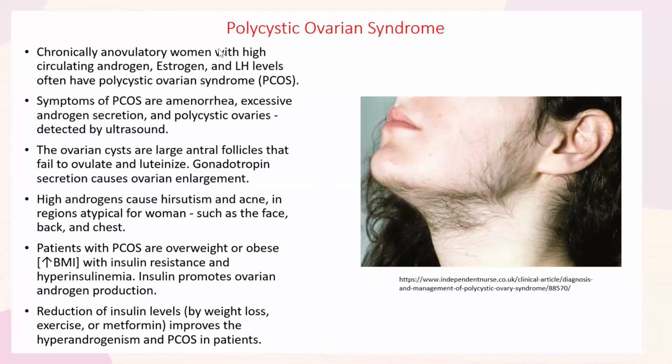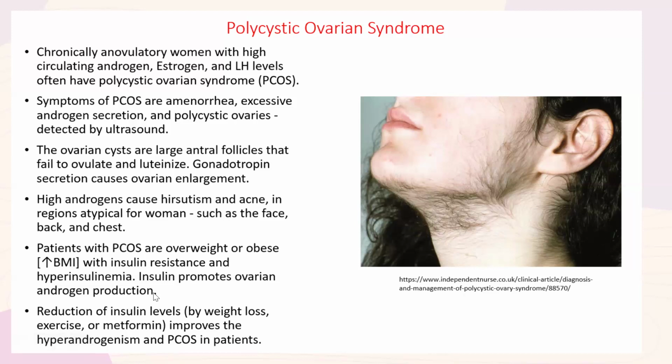I think how I understood it, since her BMI is increased and hyperinsulinemia is one of the options. What we learned is that obesity is one of the key risk factors for type 2 diabetes. So at the same time, it can also be the primary reason for PCOS.